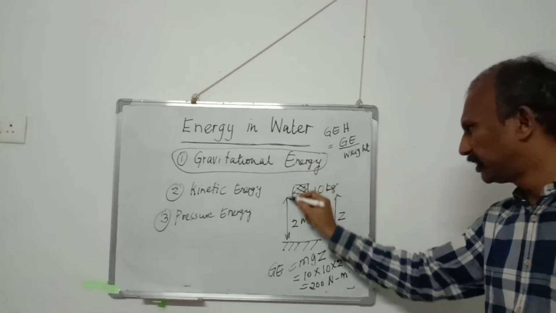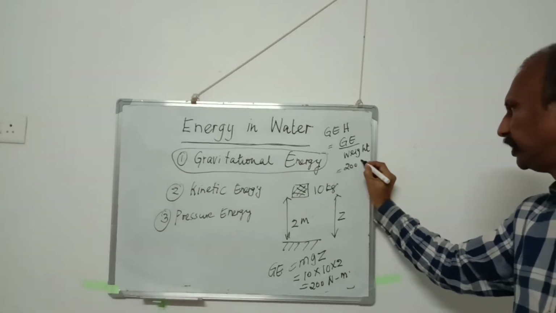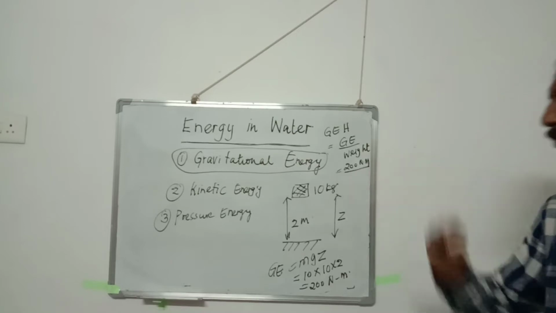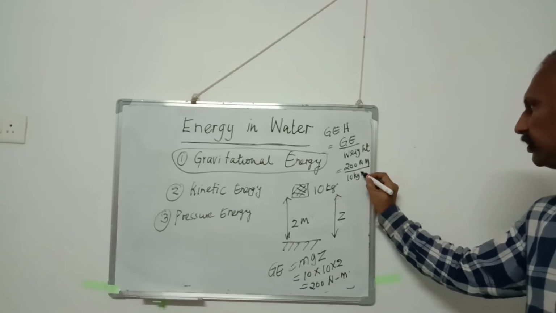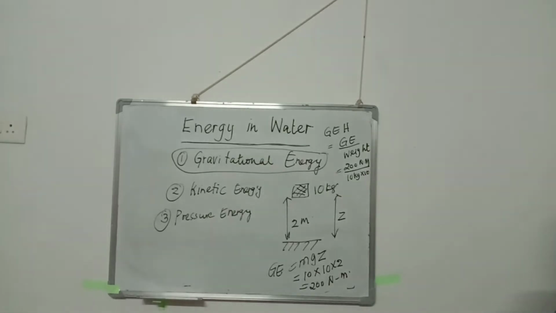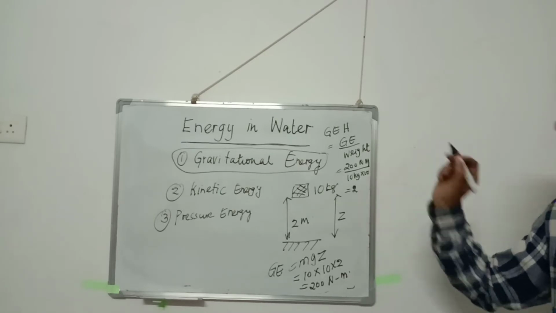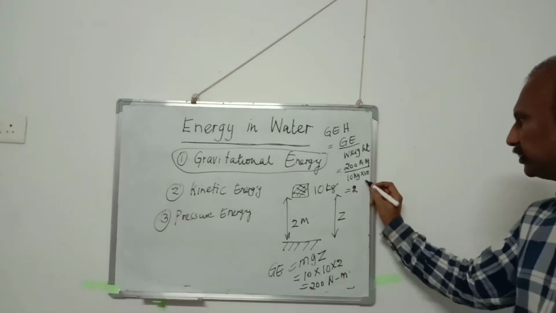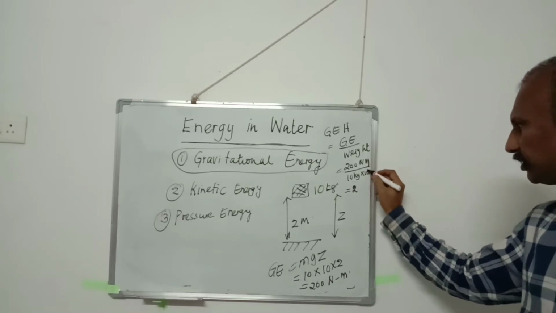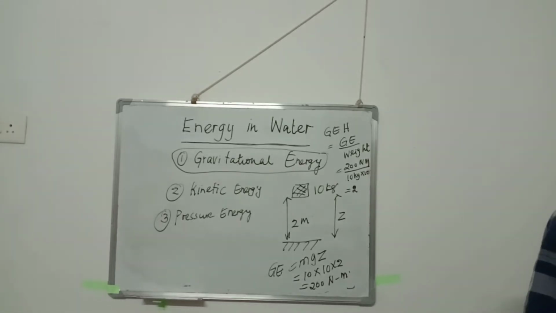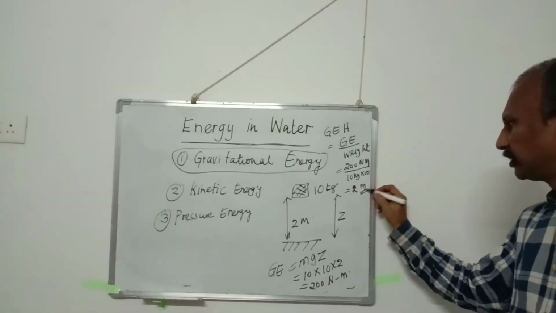So the gravitational energy possessed by this body is 200 Newton meter divided by, what is the weight of this body? 10 kg into 10 meter per second squared. So 200 divided by 100 is again 2. The unit is, if you see, Newton meter divided by weight. So the unit for weight is Newton, so Newton gets cancelled and you get a unit of meters.